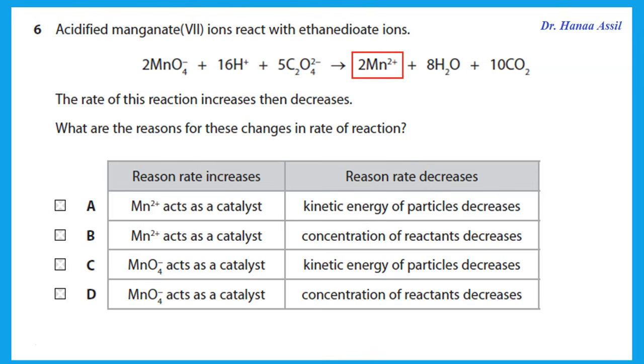And if it acts as a catalyst, then the concentration of the reactants later on would decrease. So at the beginning the rate increases because of the formation of manganese 2+. But then the rate decreases after that because the reactants are being used up. No more manganate, so the concentration of reactants decreases.